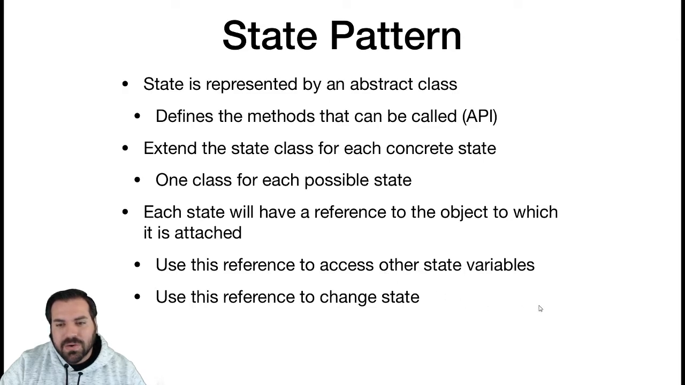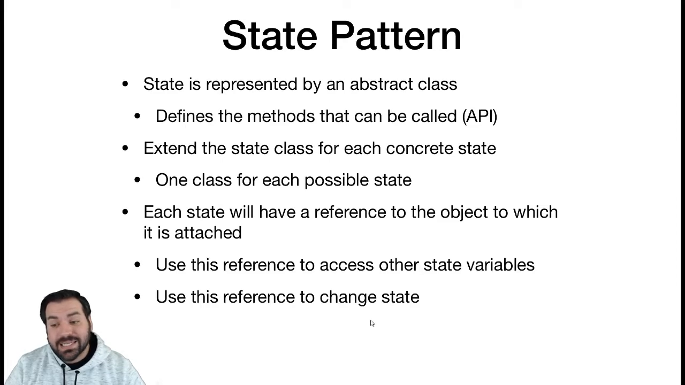The states are also going to know which object they're attached to. So the states themselves can access the state variables of the object that they're attached to and also change the state, importantly. Some will call this a state transition.